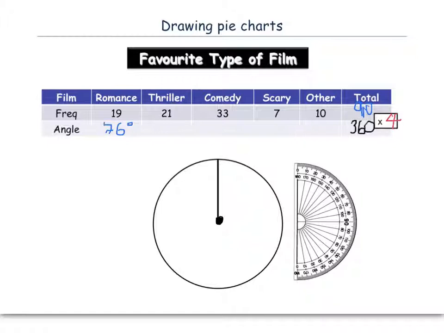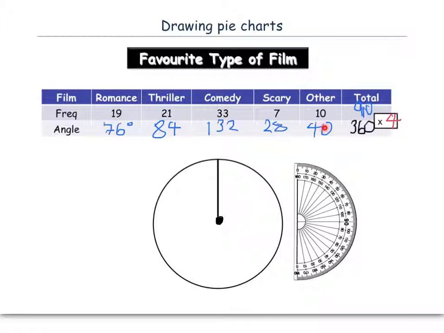To find out the thriller, we do exactly the same. We take the 21 and we times it by 4 to give us 84. 33 times 4, well, that is 132. 7 times 4, that's 28, and 10 times 4, that is 40. And if we've done this correctly, these 5 angles should add up to make 360.